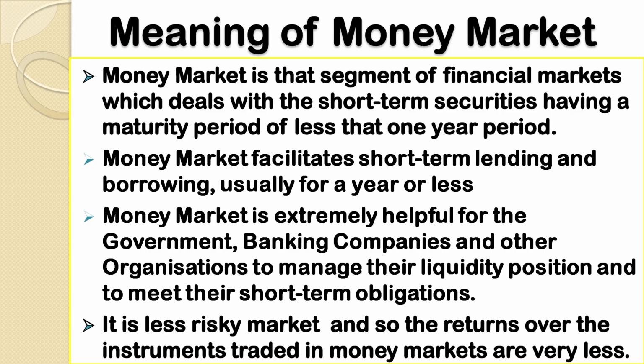Now the first point of discussion: what is the meaning of money market? As already discussed by me in the earlier video also, the money market is basically that segment of the financial market which deals with short-term securities having a maturity period of less than 1 year. That means all the instruments, all the securities, or all the financial assets which are traded in the money market have a maturity period of less than 1 year.